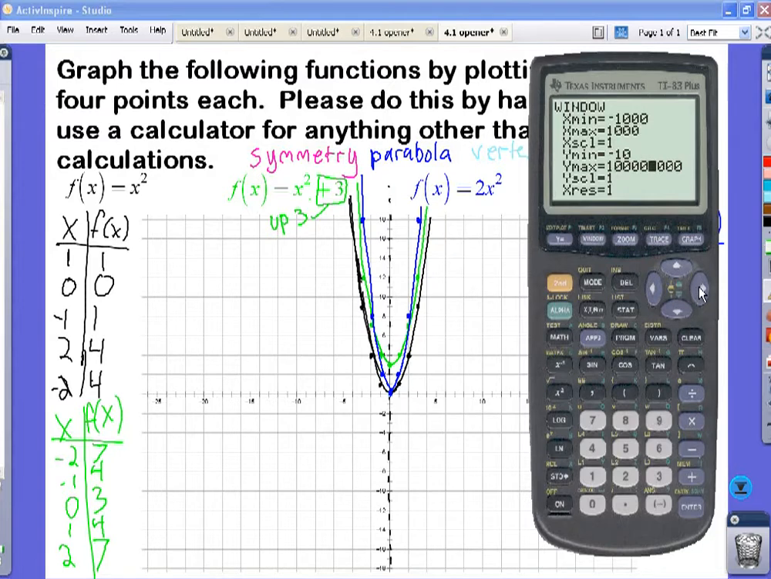So let's go back into the window. Take out a few zeros. Now you can see it. It's like a roller coaster. We should design our own roller coasters using calculators. Put another 0 here.